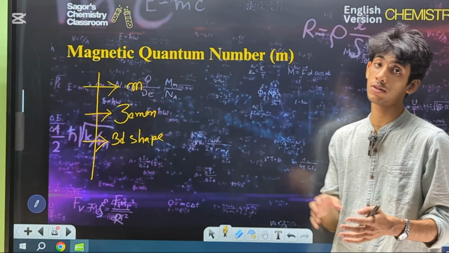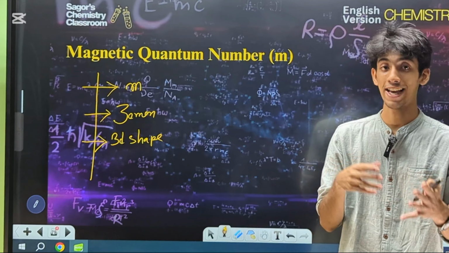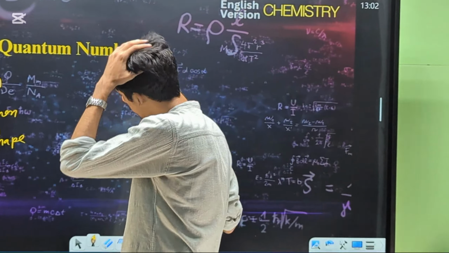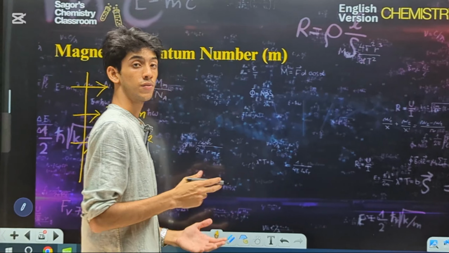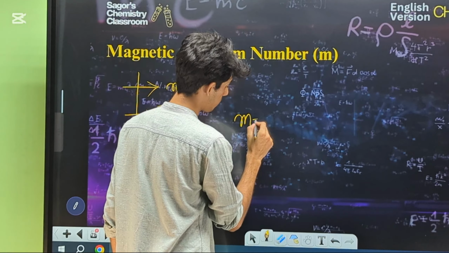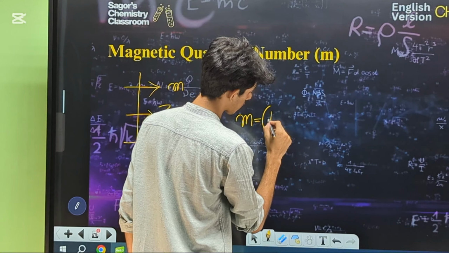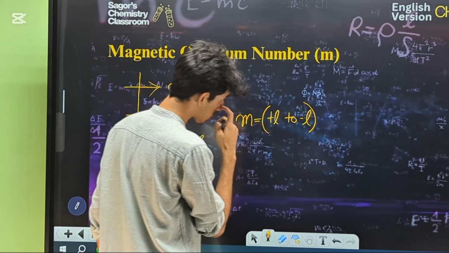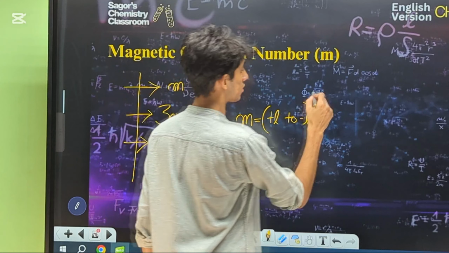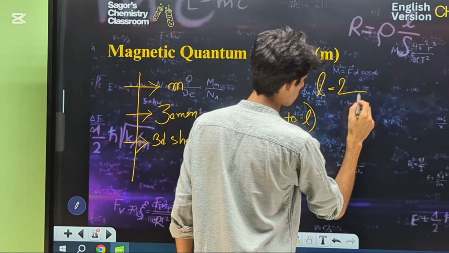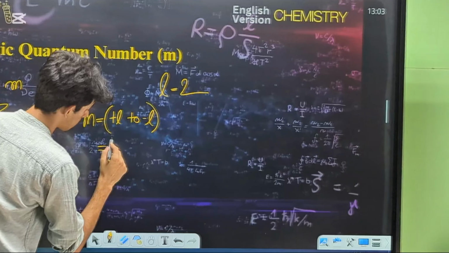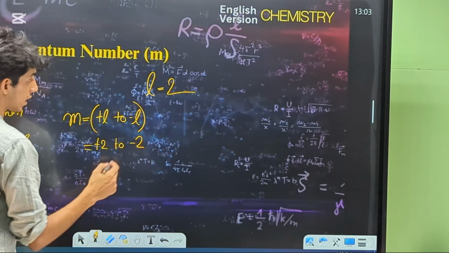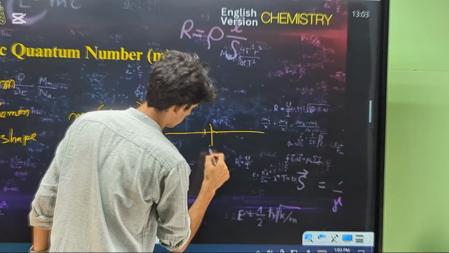Before, I said that the value of L is dependent on N, and here the value of M is dependent on L. So what will be the value of M? The value of M will be from plus L to minus L. It means that if the value of L is equal to 2, then the value of M will be from plus 2 to minus 2. It's like you're taking these numbers from a number line.